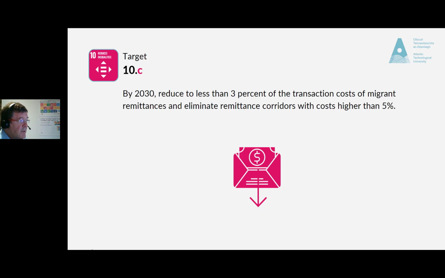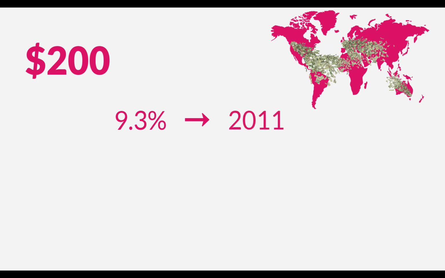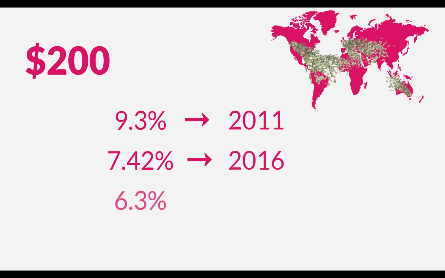But the idea that it's been capitalized on, which it is. There's an interesting little statistic here: the global average cost of sending $200 decreased from 9.3% of the amount sent in 2011 to 7.42% in 2016 and 6.3% in 2021, getting closer to the international target of 5%. But you can see 9.3% seems to be a really excessive fee for that, considering how much money is being handled.